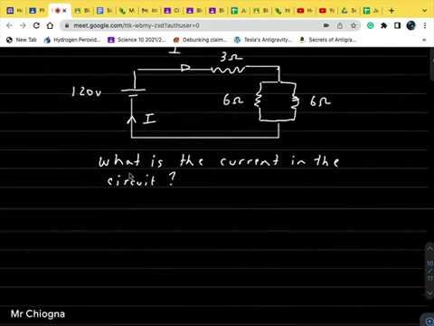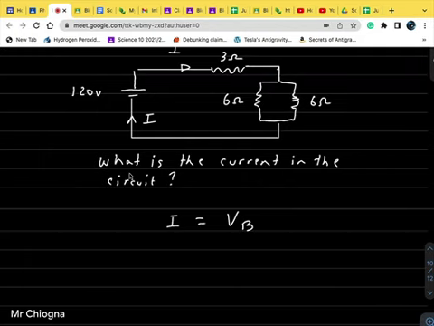So here's your hint. You can jump right to this. What is the current coming out of the battery, or what's the current in the circuit? It's just the voltage of the battery divided by, we talked about this, the total resistance. You got to find the total resistance. How do you find the total resistance in this case? What would you do? Yeah, good. Start with the parallel.